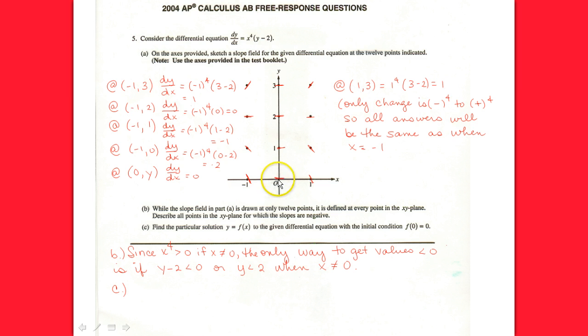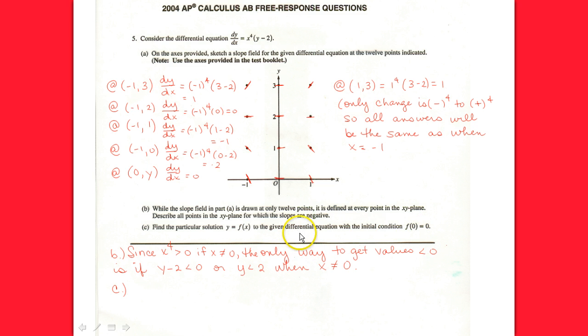Why? Well, because that's where x is equal to 0, and that caused a 0 slope. 0 is not negative. So I must make that exclusion down here that x can't be equal to 0. So it's when y is less than 2, but also when x is not equal to 0; they would be looking for that exclusion to give me full credit. All right, the last thing down here says, find the particular solution, y equals f of x, to the given differential equation with this initial condition. We do not know how to do this yet.